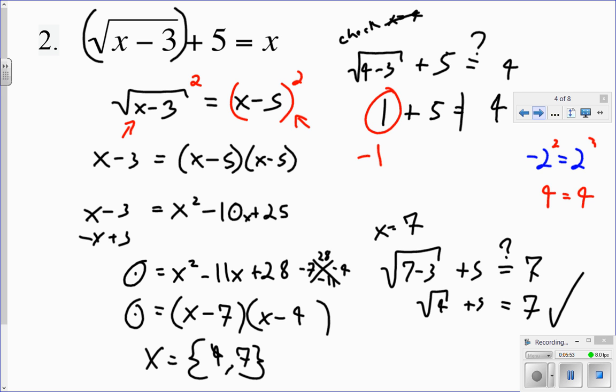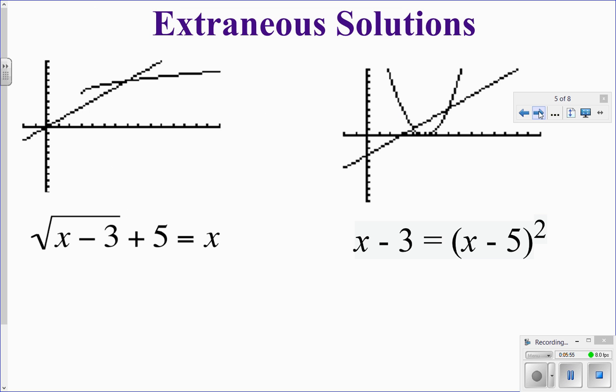So how does this look graphically for our extraneous solution? You can see here's our original equation on the left. If we typed the left side into the y equals in our graphing calculator, we would get this radical looking function there. And our graph here is just the line y equals x. So you can see they only have one solution here, where x is equal to 7.